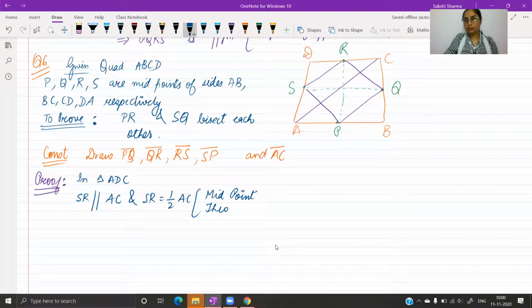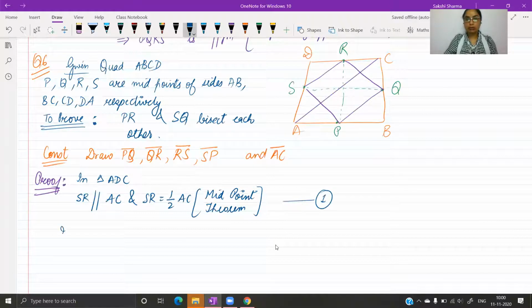You can observe the difference here. Now I have avoided writing that S and R are the midpoints of the two sides. Therefore, the line segment will be parallel to the third side. मैंने वो वाली दो lines नहीं लिखी, मैंने सीधा conclusion लिखा है that SR will be parallel to AC and SR will be equal to half of AC.